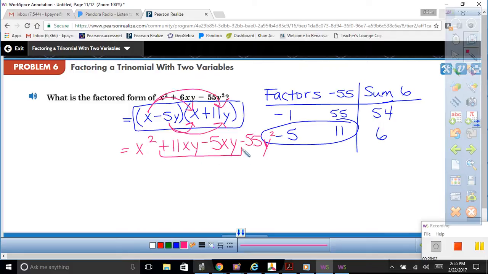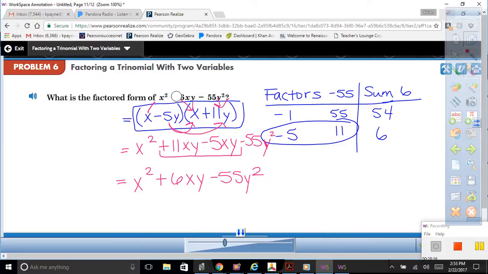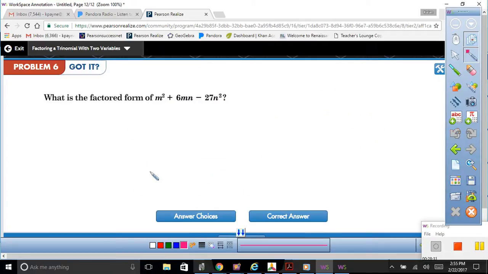Combine these like terms in the middle. They are xy terms. Their variable factors are the same, so they are like terms. 11xy's minus 5xy's is 6xy's minus 55y squared. So notice when we FOIL it back out, we do get the original product that we started with that we were trying to factor. So don't let that extra variable intimidate you. All you're going to do is attach it to that back number. Do the one in your book, and we're done.